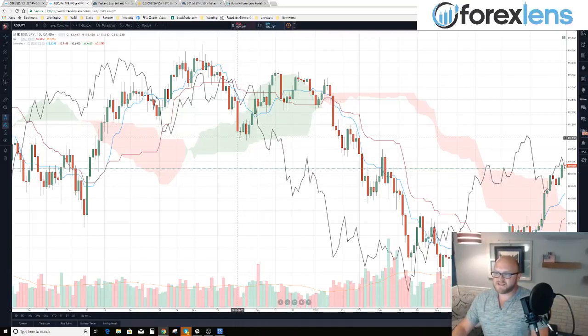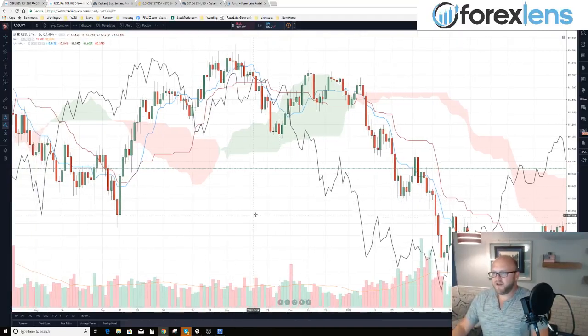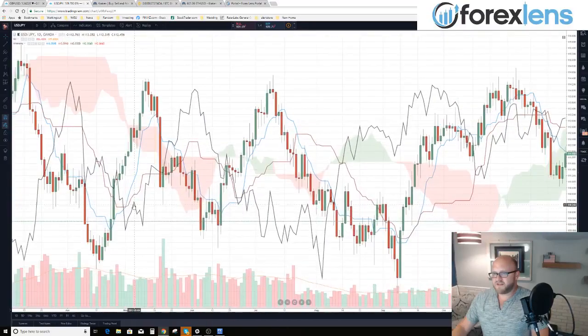Whenever price is inside the cloud, we do not take a trade. We do not trade when we are inside the cloud. All right, that is telling us that there is no clear direction, that we're in an area of consolidation. We don't take trades in the cloud. It's very easy. Whatever time frame you're trading on, if you see price inside the cloud, don't trade it. Very easy.